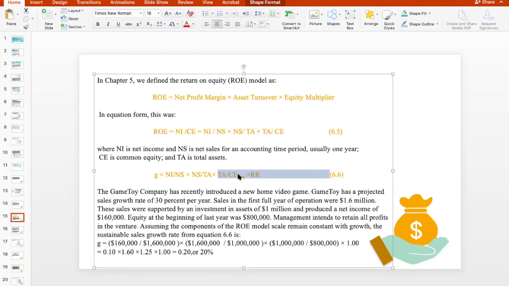So the first part is related to the operating policy of the firm.